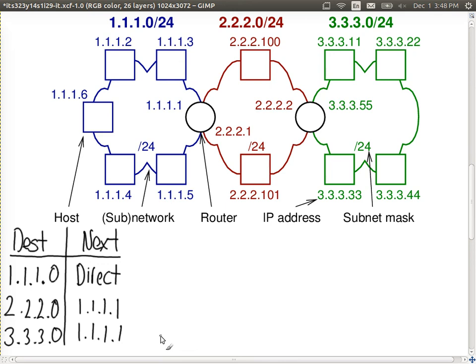Here's my routing table. What if there was a fourth subnet out here, 4.4.4.0, attached to this green one? Update the routing table for our source host 1.1.1.6. What would it be? Let's say there's a router on the green subnet, and then attached to a fourth subnet. Therefore, we need a new entry in our routing table: 4.4.4.0, next node 1.1.1.1. That is, there's a new subnet, but still, from this source host, we still need to send via our router 1.1.1.1.